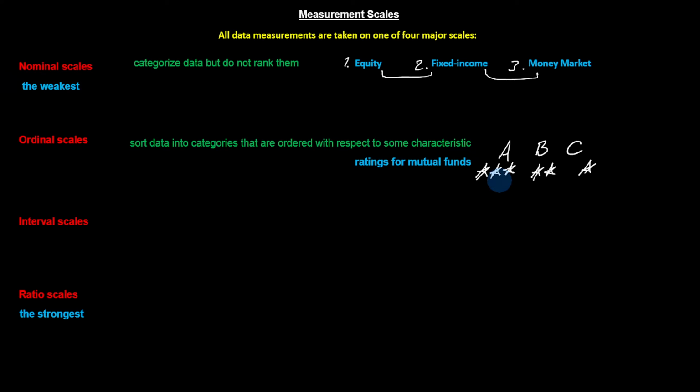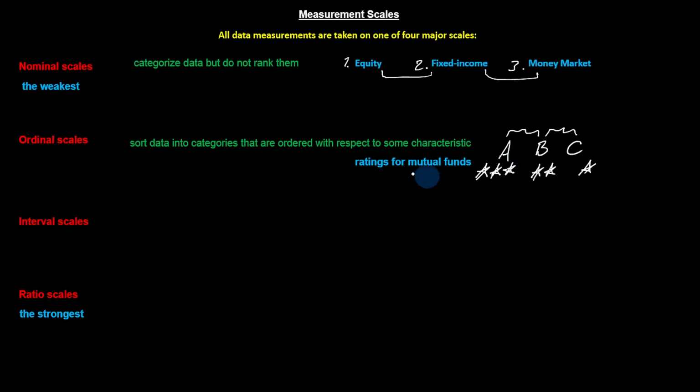So in this case, the more stars, the better the fund. If that's the scale, I can clearly see that fund C is better than fund B, and fund B is better than fund A. So the ranking problem is solved. But still, I don't know anything about the distance between each fund, meaning I know that one is better than the next, but what is the difference? How much better? So although it is ordered, I don't know anything about the distance between each fund.